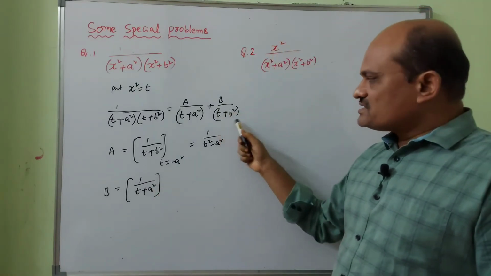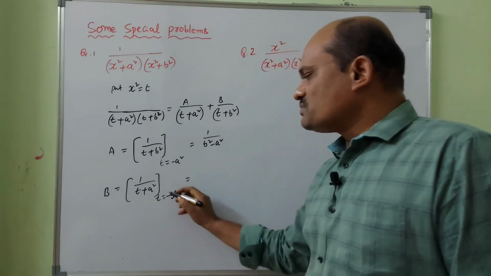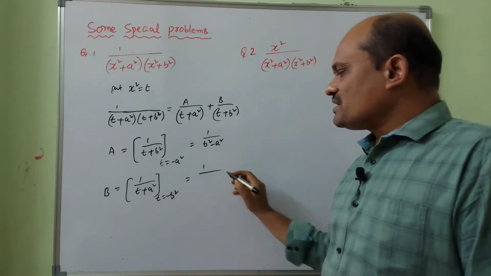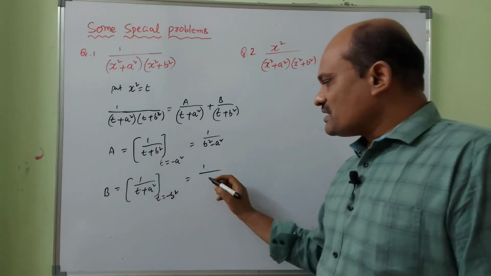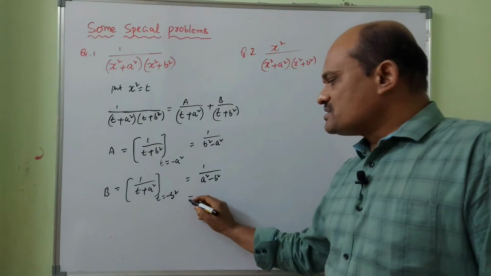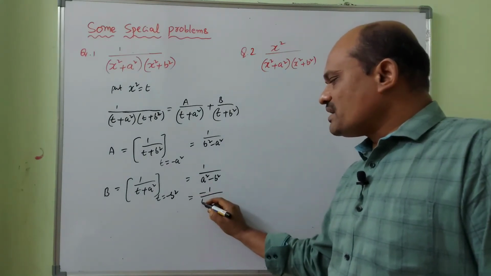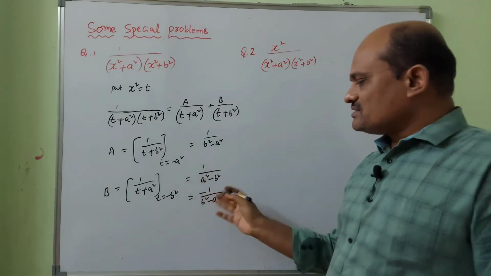Now to make this 0, t should be minus b square. Substitute t equal to minus b square. What you get? 1 by minus b square plus a square, that is, 1 by a square minus b square. It is also written as minus 1 by b square minus a square, if you take minus common.